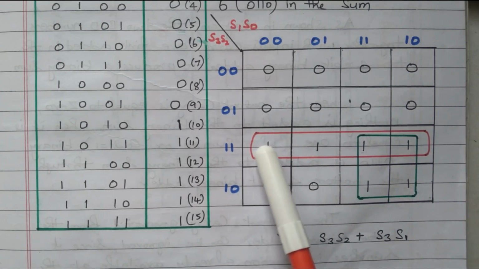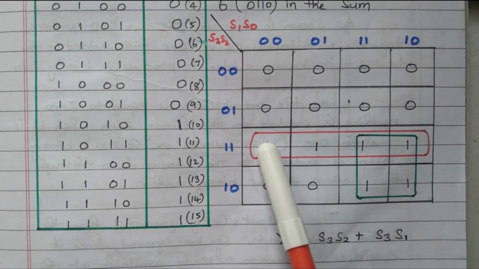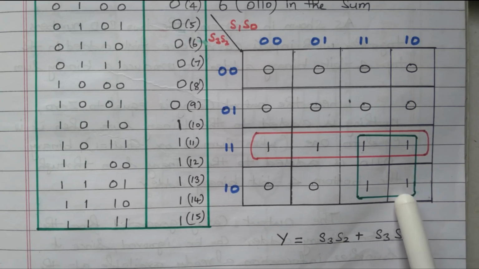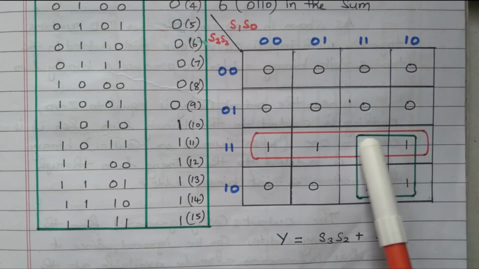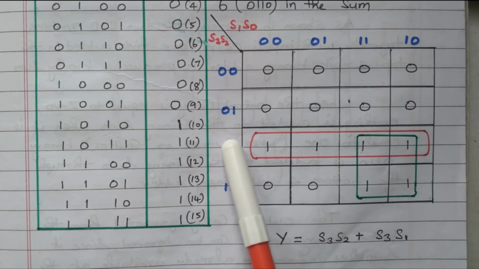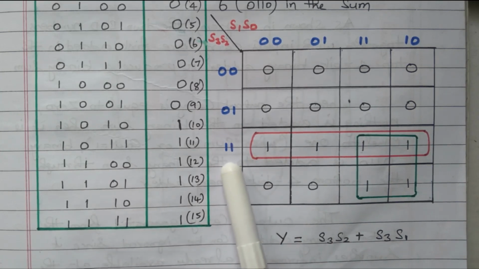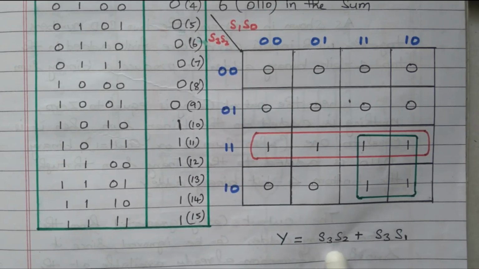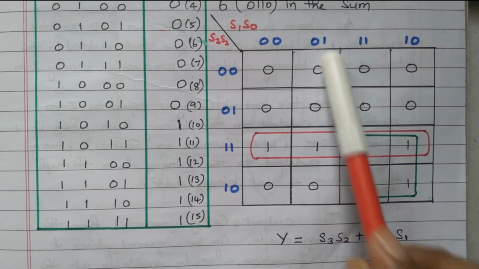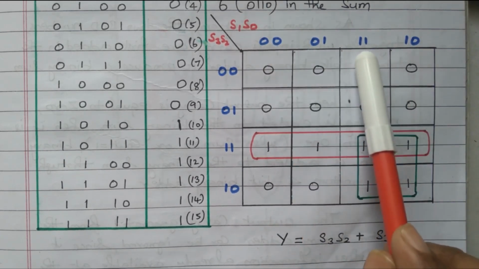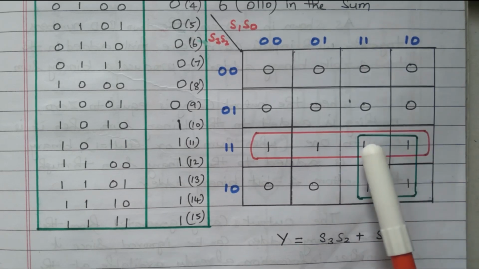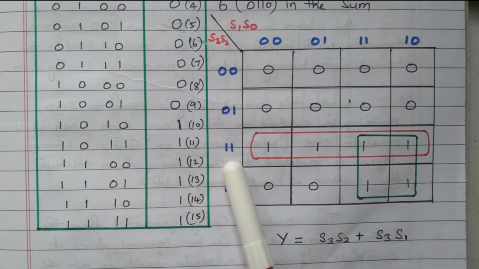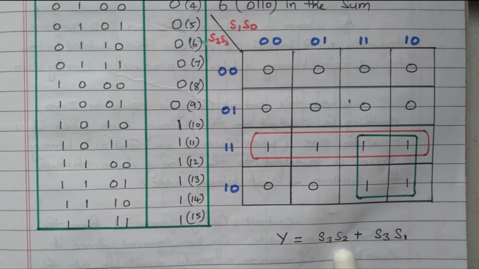So here there are 2 groupings available. These 4 ones are grouped together and these 4 ones are grouped together in order to get the simplified form. Now see these 4 ones grouped together. The corresponding row we need to verify. This corresponding row is 1, 1. What is 1, 1? S3, S2, right. These corresponding columns are cancelled: 0, 0 cancelled by 1, 1, and 0, 1 cancelled by 1, 0, right. So the combination of this grouping of these 4 ones is nothing but S3, S2.